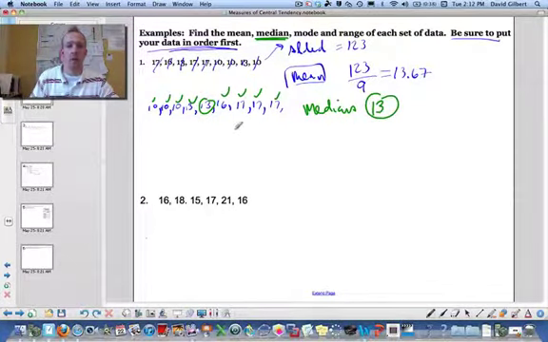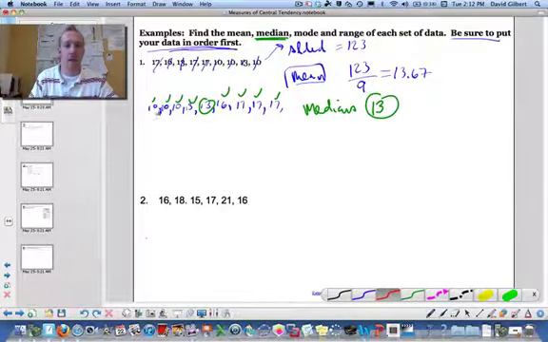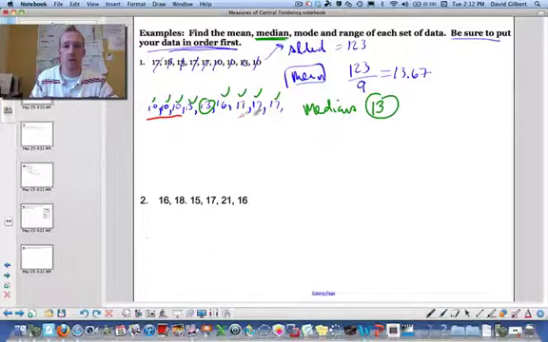And then we want to find the mode. Now what numbers occur most? Well, there's two numbers that occur most. There's 3 10s and there's 3 17s. So it's called bimodal. Bi is two. So the modes are 10 and 17.